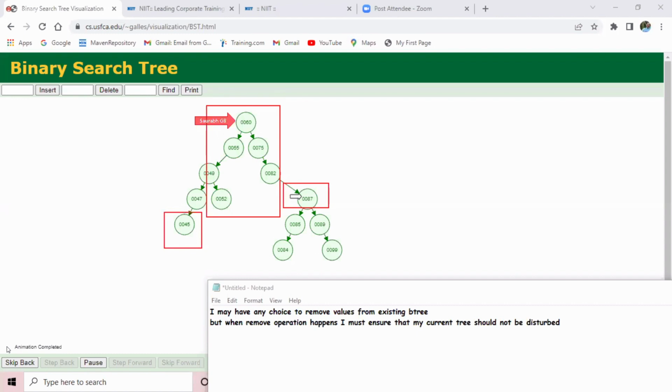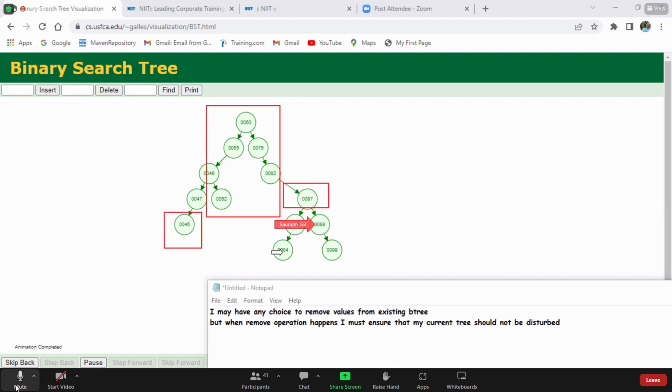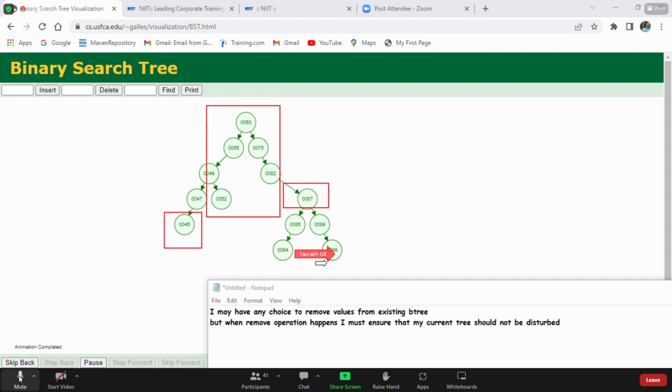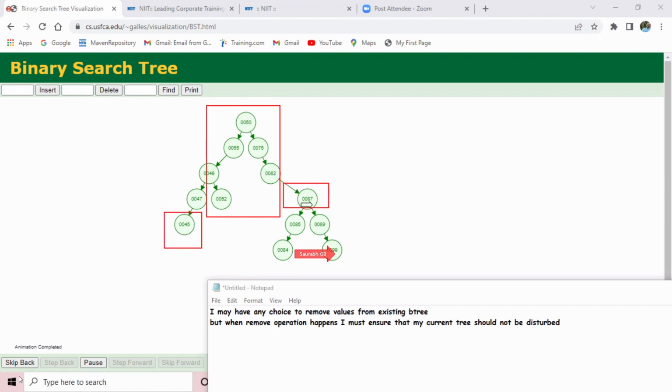So if it is going to be deleted, who are its sons? This is one son, this is another son, this is a grandson. So I need to arrange something so that the existing flow of the tree does not get affected after the removal of this node.